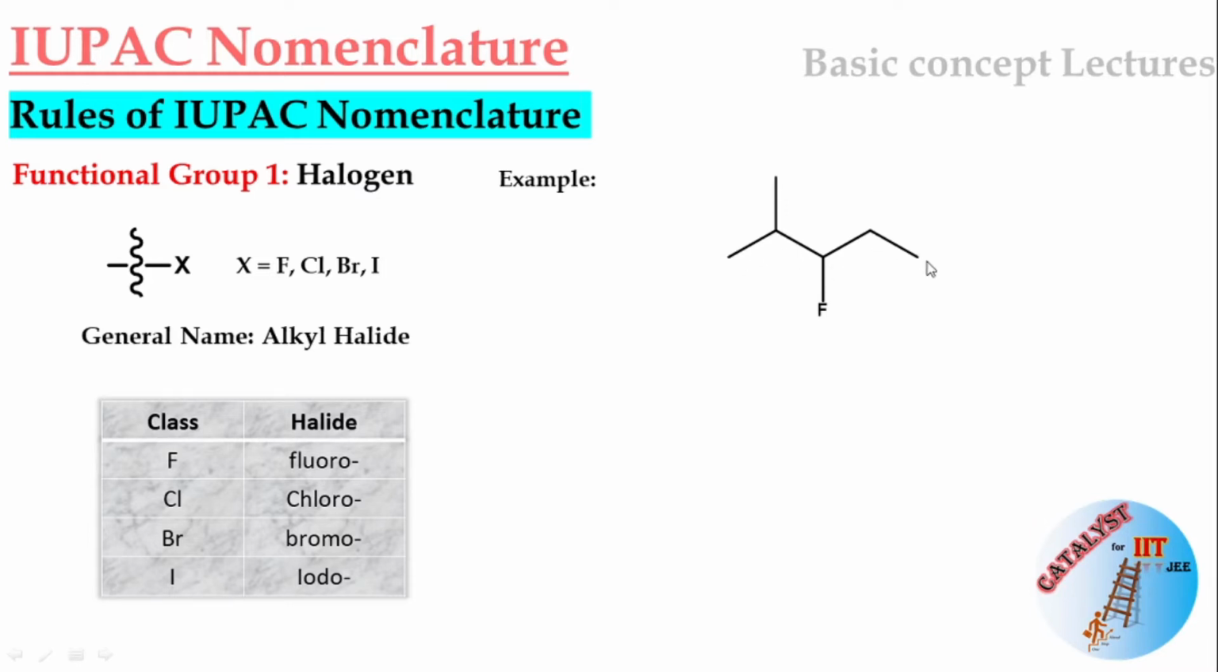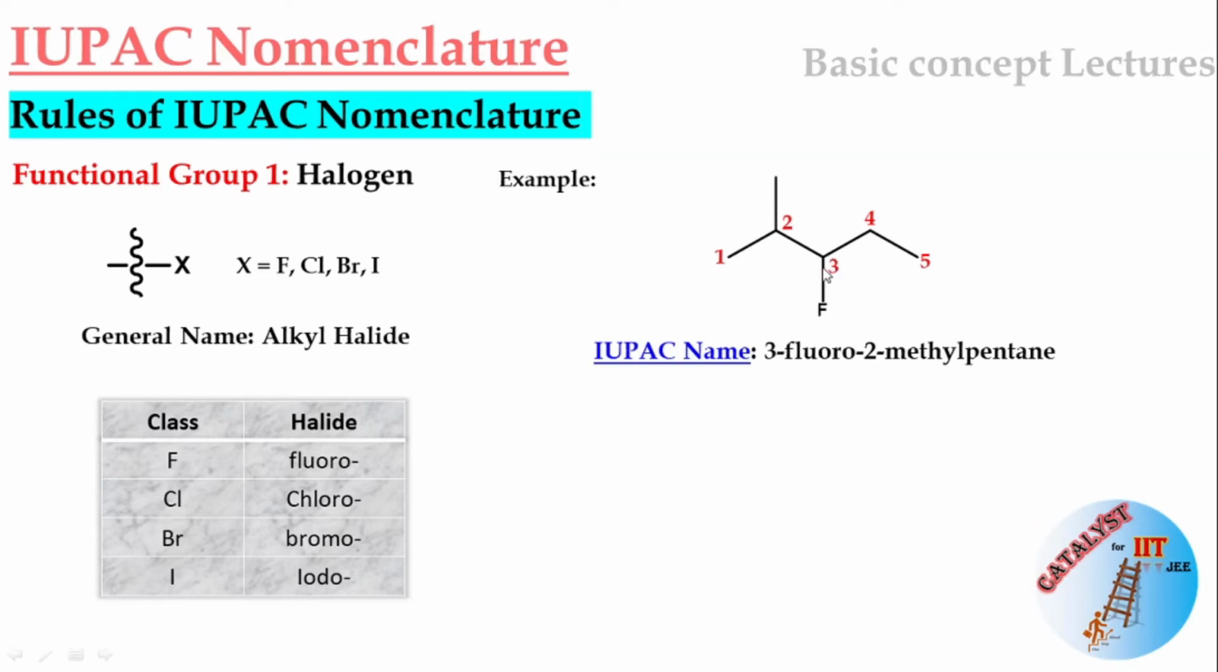If you start from this side, 1, 2, 3, 4 and 5, the substituent and functional group will be at the second and third positions. But if you start from this end, 1, 2, 3, 4 and 5, this fluorine will be at the third position and the substituent will be at the fourth position. So third and second is much better, the lowest possible numbers given to these two. So your parent chain will be numbered as 1, 2, 3, 4 and 5.